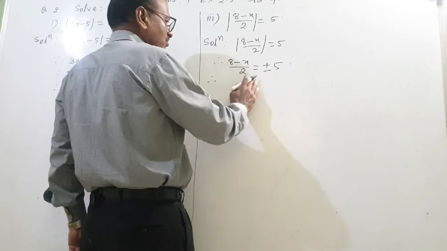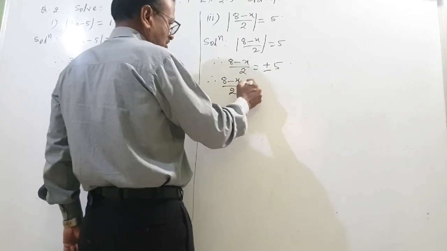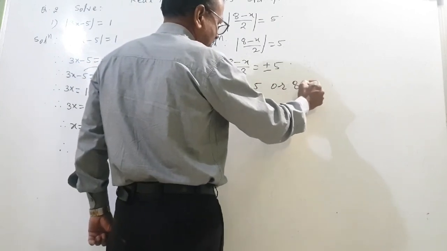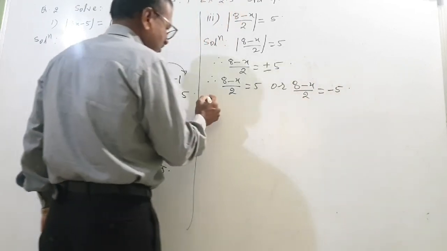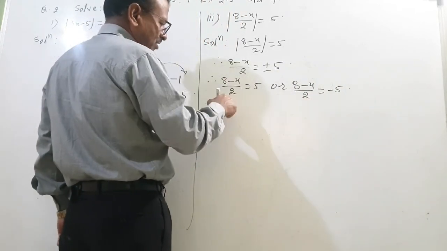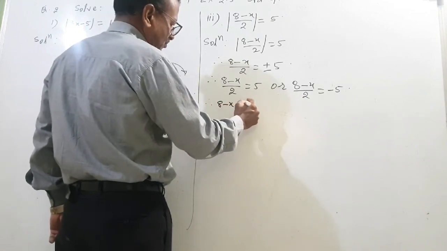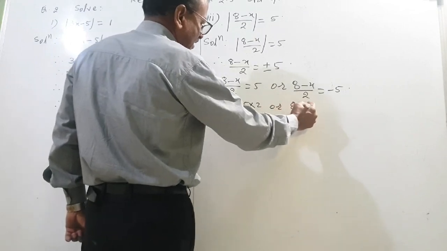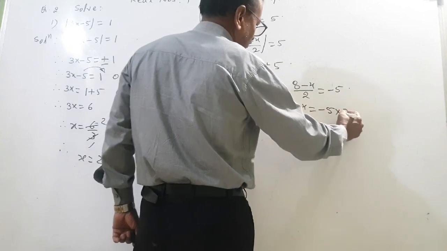But first of all, we will make the two separate equations. (8 minus x) upon 2 is equal to 5, or (8 minus x) upon 2 is equal to minus 5. Therefore, now this 2 I will shift. This is upon, it will become into. 8 minus x is equal to 5 into 2, or 8 minus x is equal to minus 5 into 2.